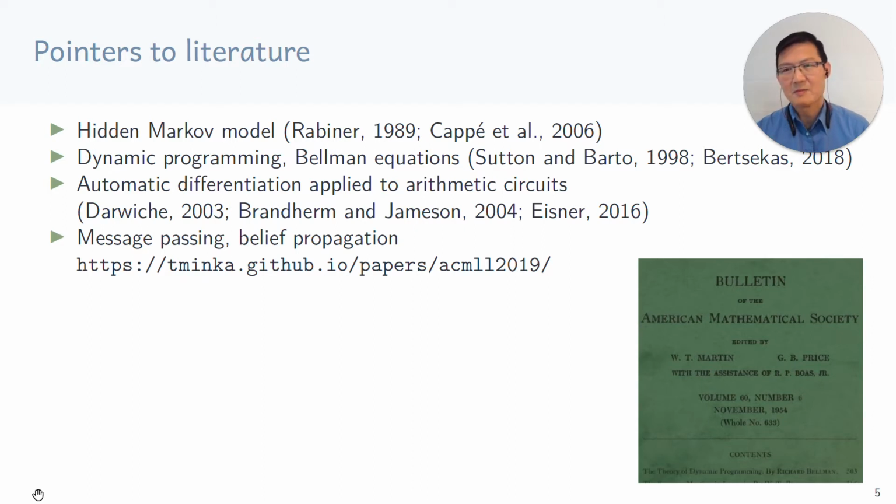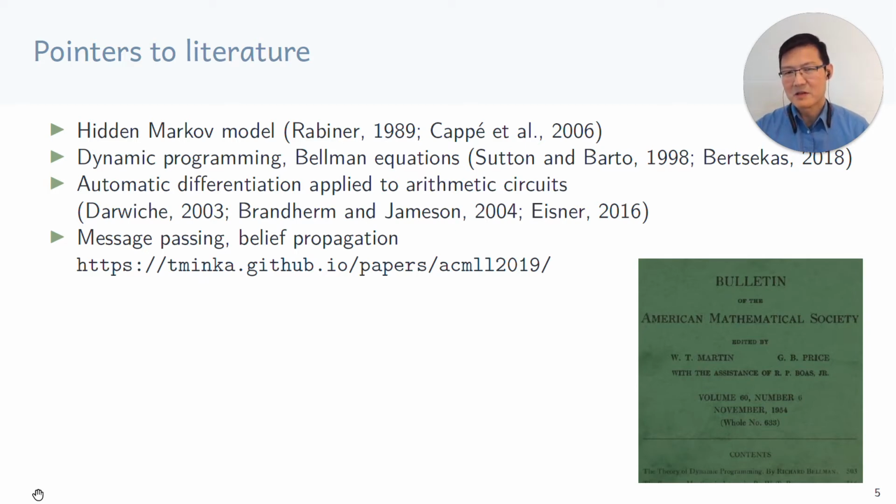Hidden Markov models are part of a bigger class of algorithms called dynamic programming, which was invented by Richard Bellman of the famous Bellman equations. You can think of what we're presenting today as an automatic differentiation method applied to arithmetic circuits. This was already proposed by Adnan Darwiche in 2003, and more recently there was a tutorial in an NLP venue by Jason Eisner.